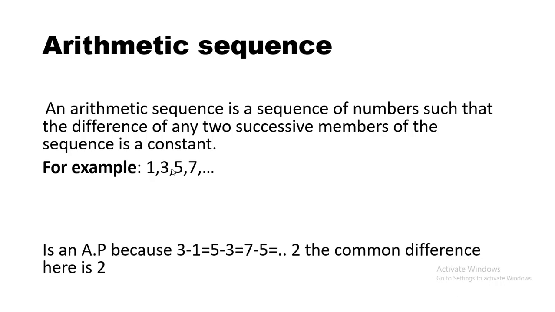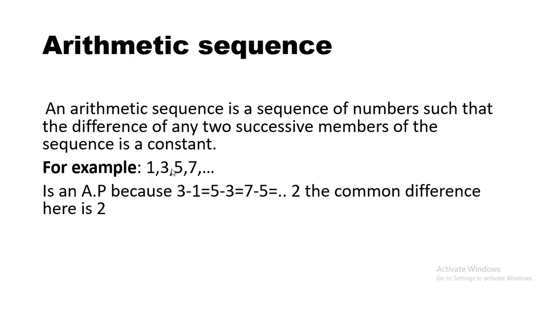Now how is it done? It's an AP, or arithmetic progression, because if I just subtract two successive terms from the sequence, that is 3 minus 1, 5 minus 3, 7 minus 5 and so on, the result I'm getting is 2. Now this 2 is constant throughout the sequence. So this is the common difference, and here we can say that it follows arithmetic sequence since the difference of two terms throughout the sequence is the same.